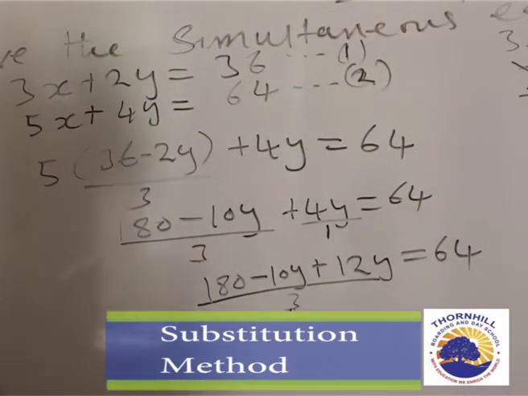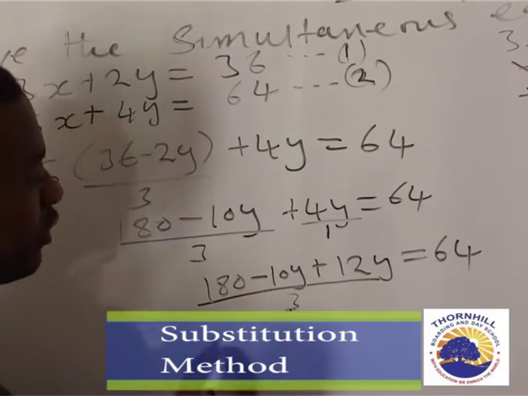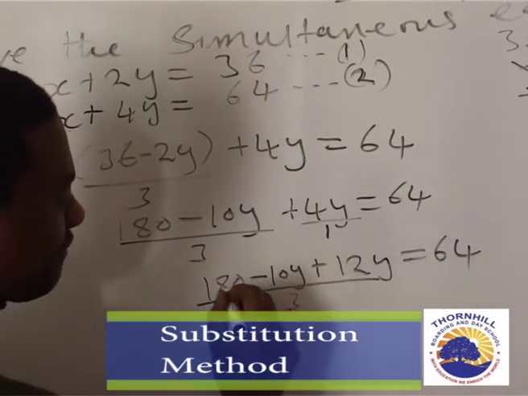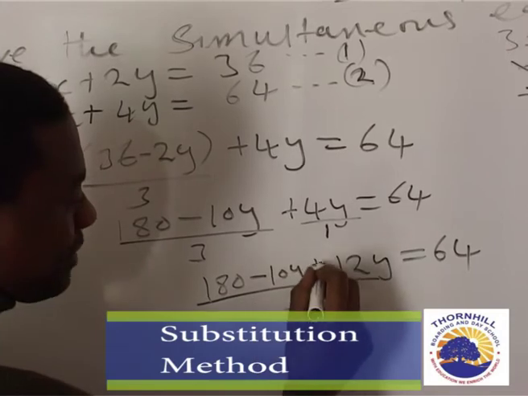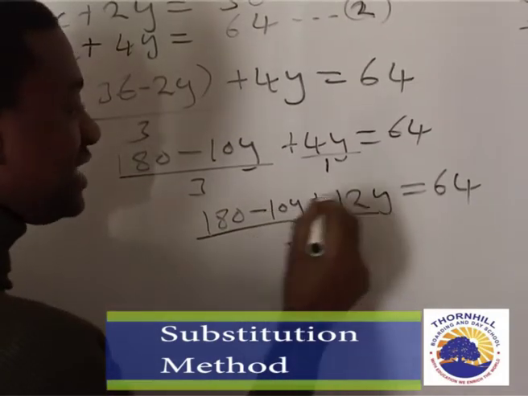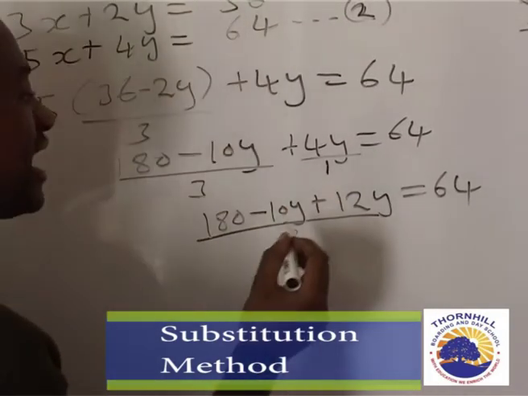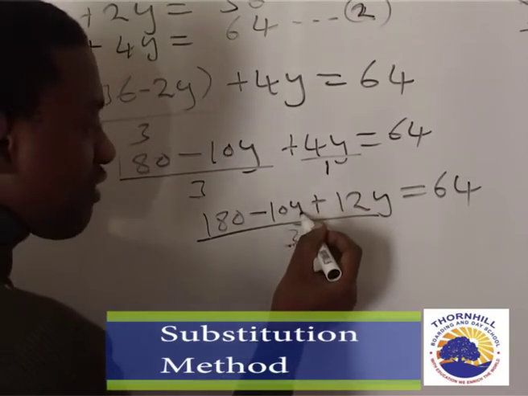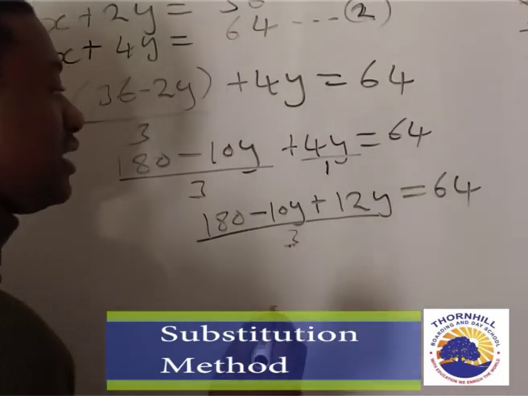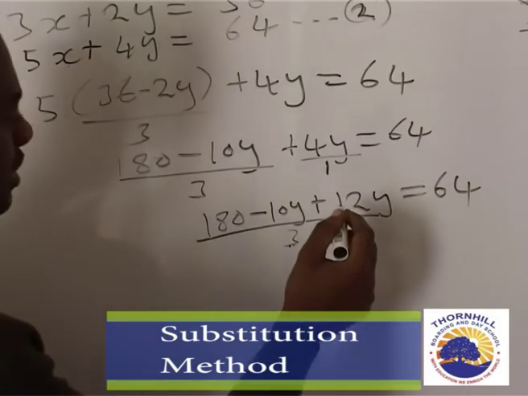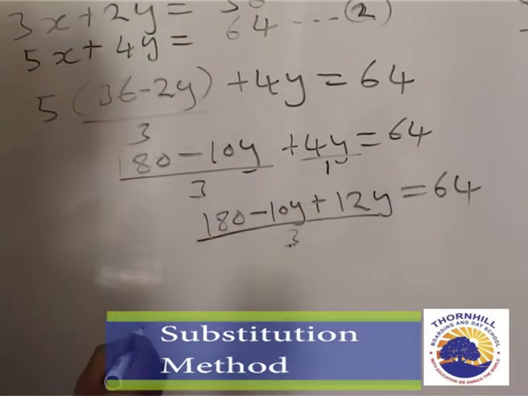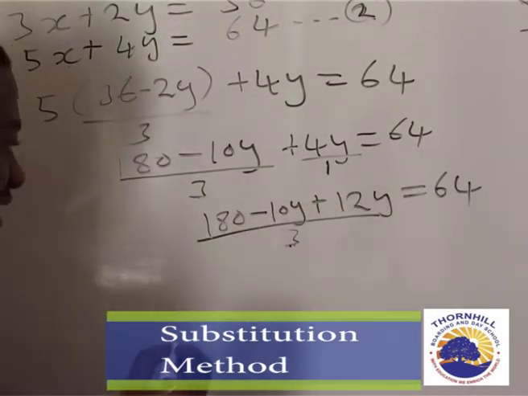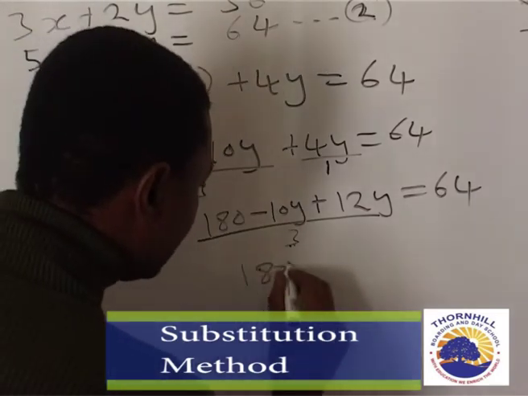Now, when we check our numerator, we have like terms: negative 10y plus 12y. These are like terms in the sense that they have the same variables. We have y here, we have y there. Now, we're going to simplify the numerator. Therefore, it will become 180.